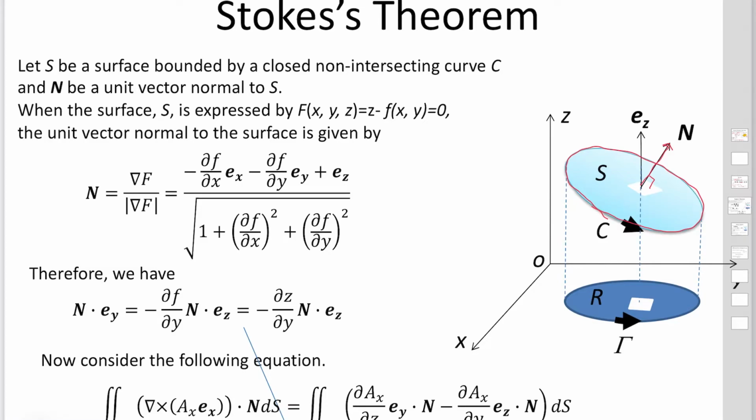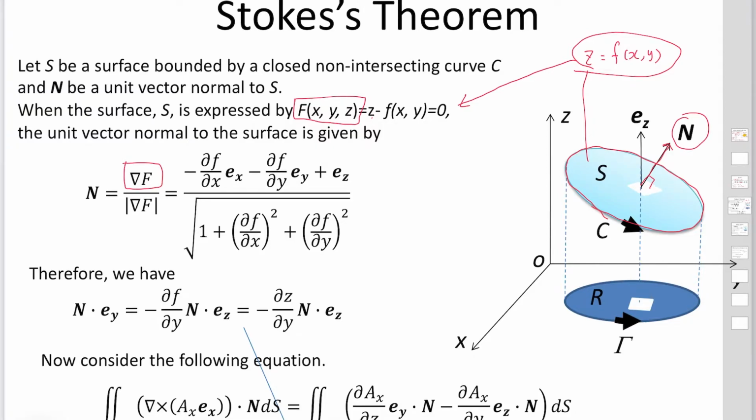When the surface S is expressed as z equals f(x, y), where f is a function of x and y, then from these equations you can use a capital F, which is z minus f(x, y) equals 0. So we can use either expression to express the surface S. Then the unit vector normal to the surface is given by the del operator applied to F, divided by its magnitude, which becomes the unit vector n.